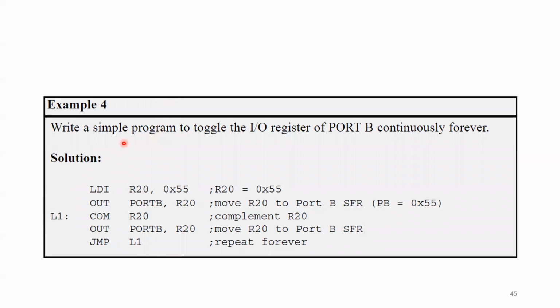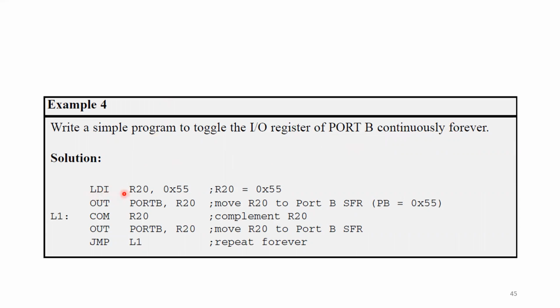Let's see this example here. Write a simple program to toggle the input-output register of port B continuously forever. Continuously forever again. So this means you need to repeat your code, which means you have to use branching instructions like jump, for instance. So let's see together.